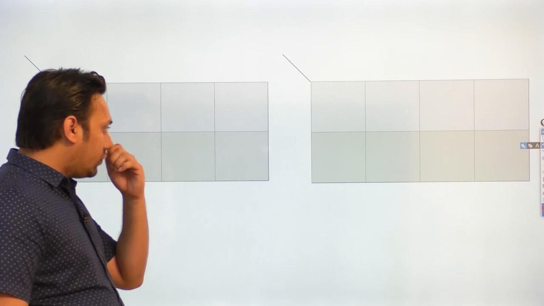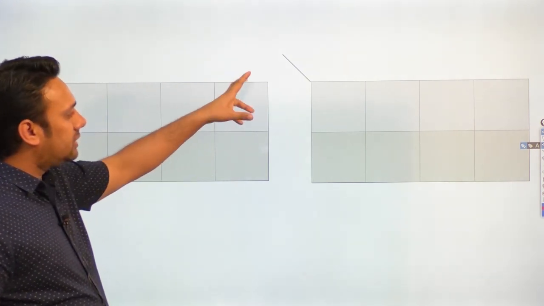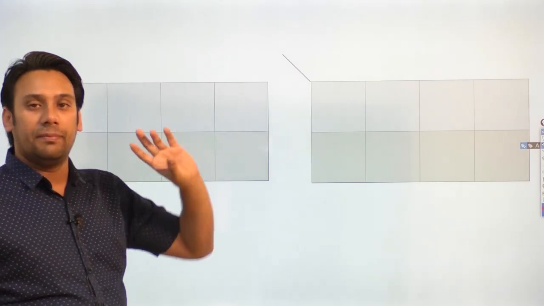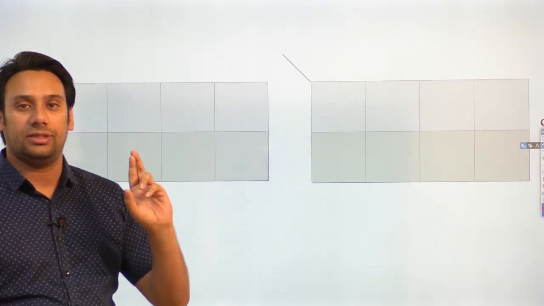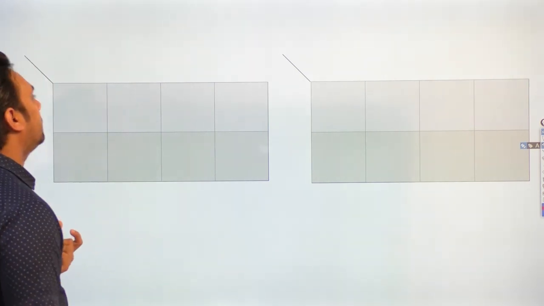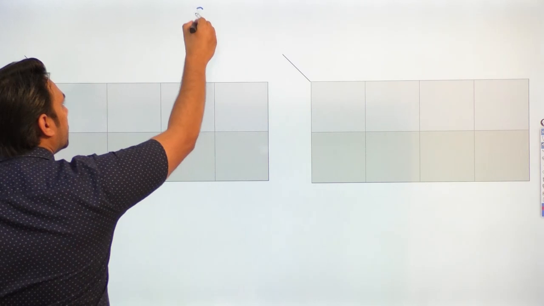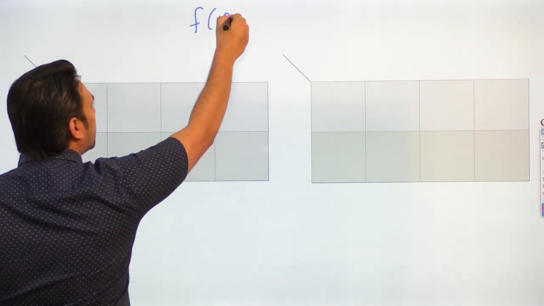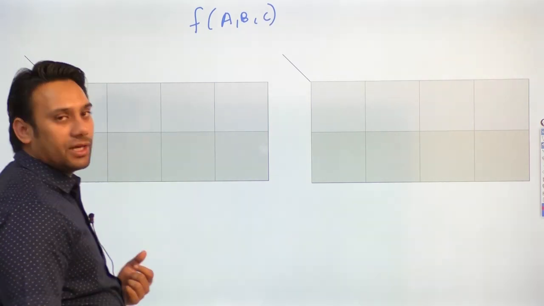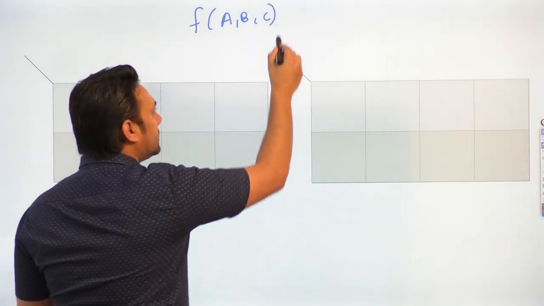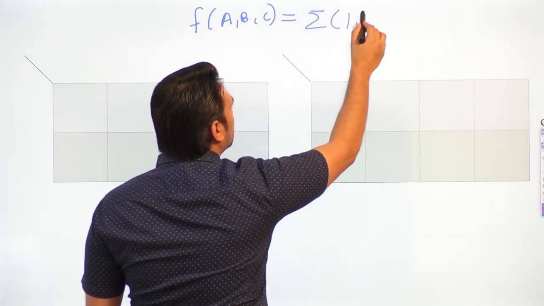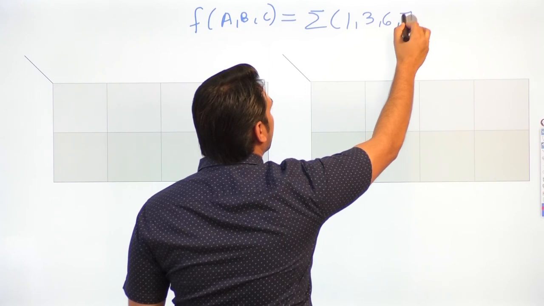Now there are two ways. Here you can see this is the K-map for three variables. But the way you are going to represent the variables will change their values. What I'm trying to say is, let us suppose that we have a function f of a, b, c. And here this function is represented as summation 1, 3, 6 and 7.